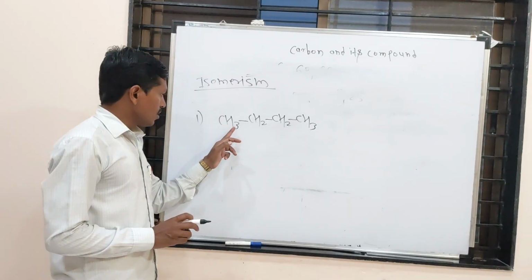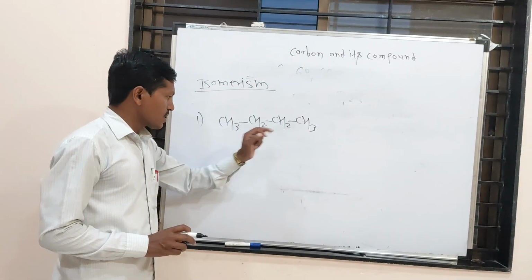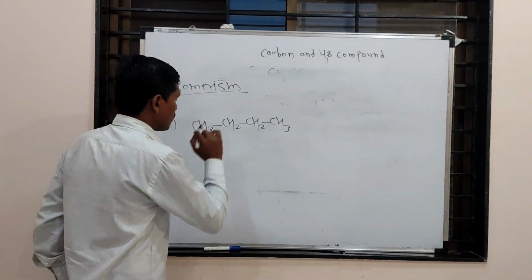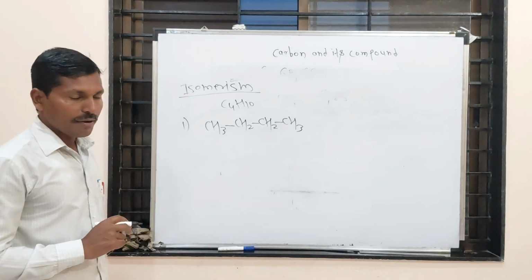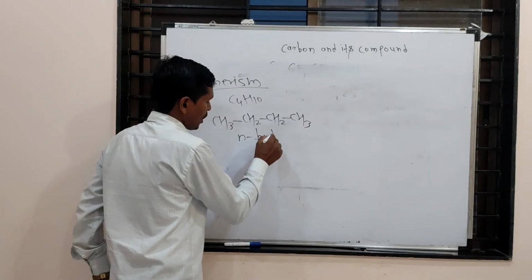And hydrogens, this 3 plus 2, that is 5, and this 3 plus 2, that is 5. So total 10 hydrogens are there. So I will write here the molecular formula, that is C4H10. The name of this compound is n-butane.